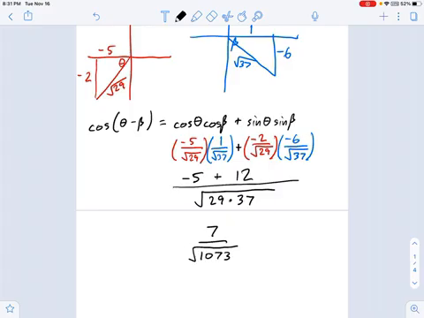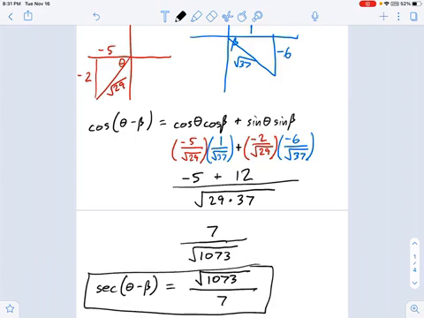1073. There are no factors in here that are themselves square rootable. Is that a word? Right? 29 and 37 can't be square rooted, so their product can't be square rooted either. So this is cosine of the difference of the angles. That means secant of theta minus beta is just that fraction flipped. So 1073, square root of that, all divided by 7. This would be our answer. All right?